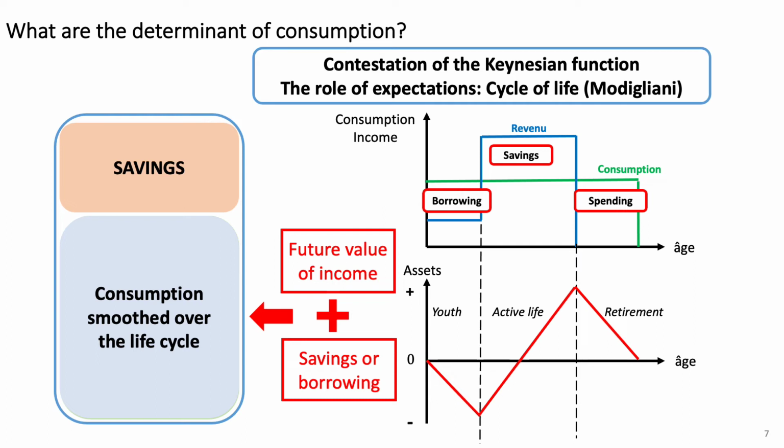Modigliani therefore assumes that the consumption depends on the expectations that agents have of their income, and that agents will borrow or save at different stages of their life. Of course, this assumes that agents can easily access credit.